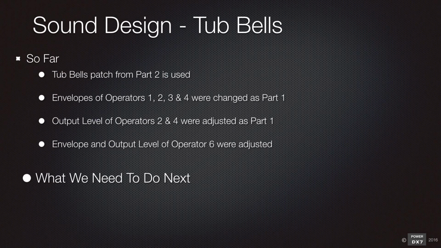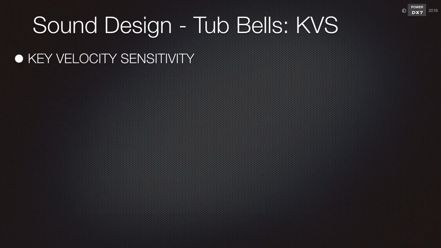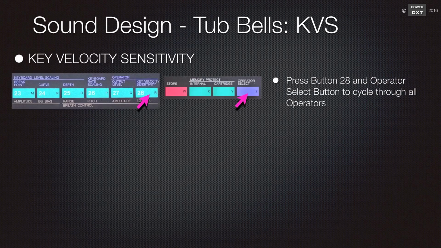So, what do we need to do next? We need to look into key velocity sensitivity for giving the Tube Bells patch its expressiveness. We know that the original Tube Bells patch is a bit lifeless, as key velocity sensitivity is only applied to operator 5. Press button 28 and operator select to cycle through all operators.